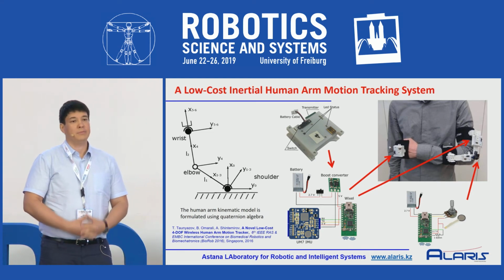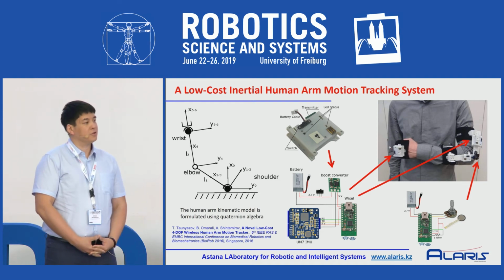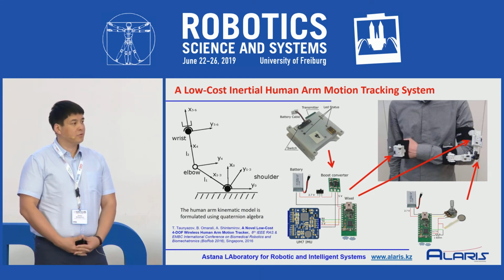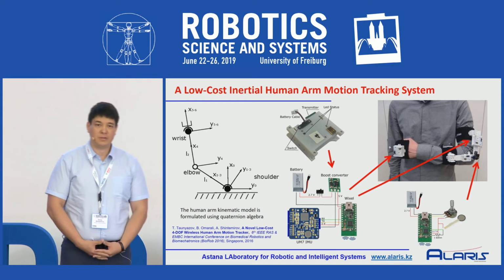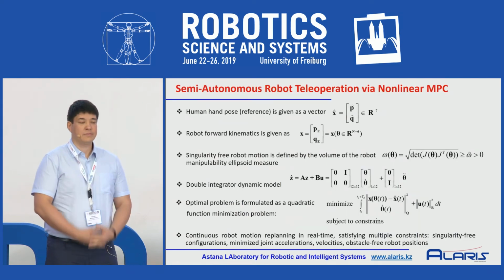We use two IMU sensor models, and a potentiometer sensor for the elbow joint angle measurements, so we can track 7 degrees of freedom of the human arm motion with respect to the shoulder joint.